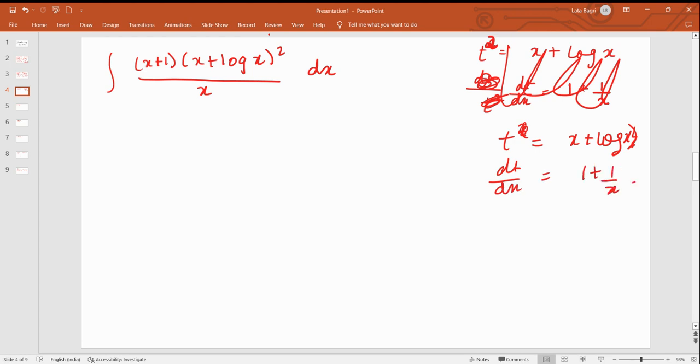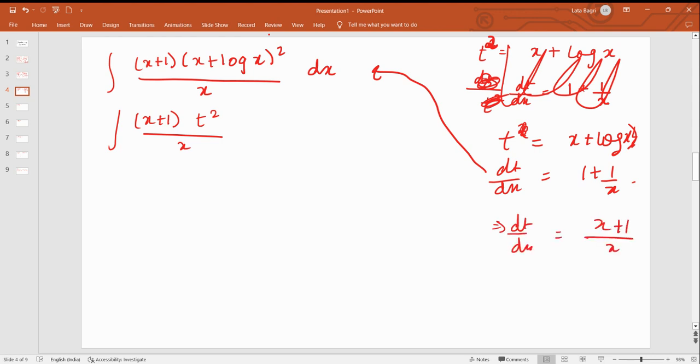So now what I'll do, I'll replace everything over here. Let's say x plus 1. This becomes t square by x, and instead of dx, let me solve this further. Oh, it'll be very easy now, right? dx becomes dt into x by x plus 1. It'll become very simple now. dt x by x plus 1.